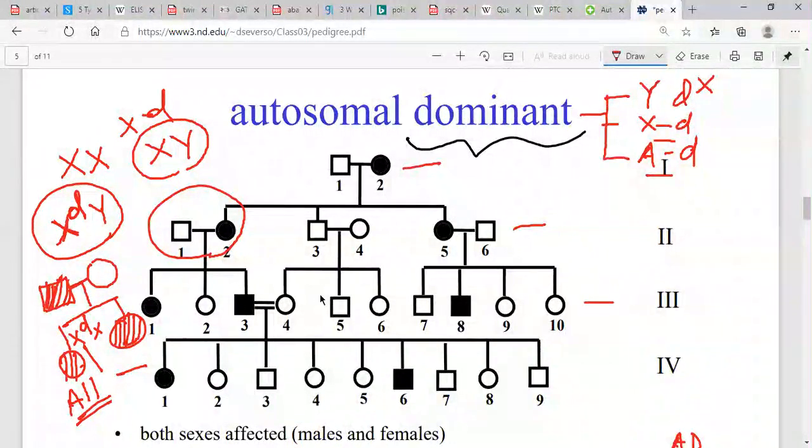So what will happen? If you search in this kind of pedigree, first you have to search for a male. Now this is 3 generations, and you can see a few males, only one male is affected, only one female is affected, and many of the females are not affected by the genetic disorder. That means, in any case, it cannot be X-linked dominant. So definitely it will be autosomal dominant.